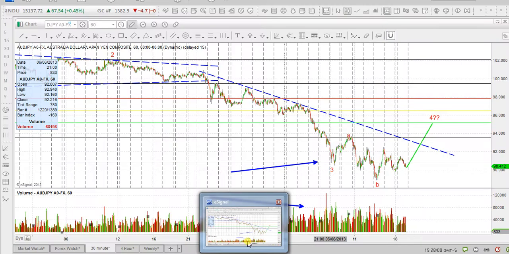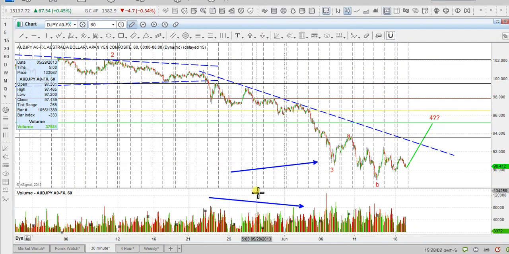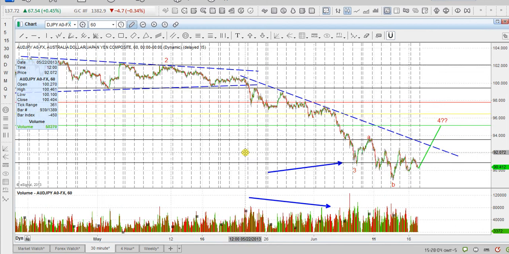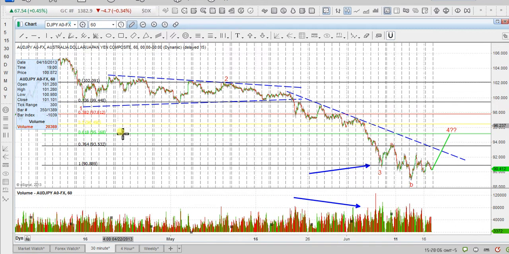Starting out with the Aussie Yen, this is on the hourly charts, seeing that we had waves 1, 2, 3 completed actually, and now working on wave 4. Now this appears to be an expanded flat correction taking place. So we had the A and the B wave completed, and now we're looking at wave C.